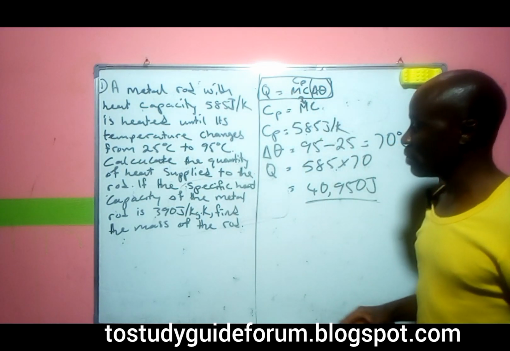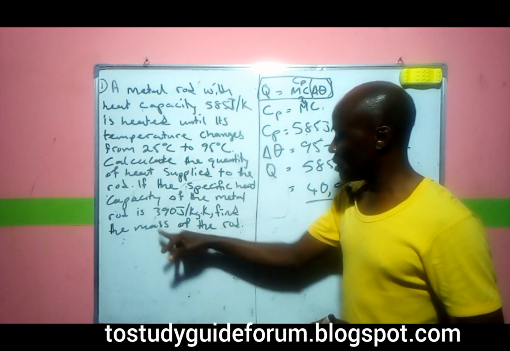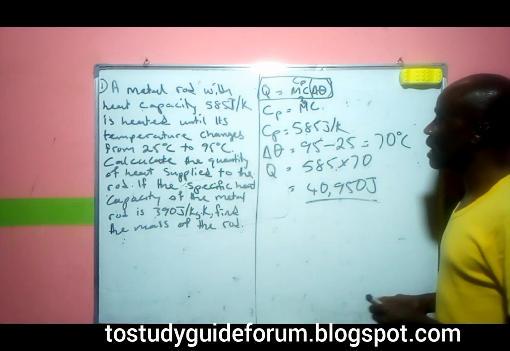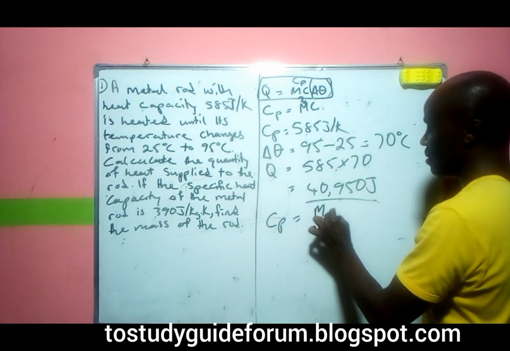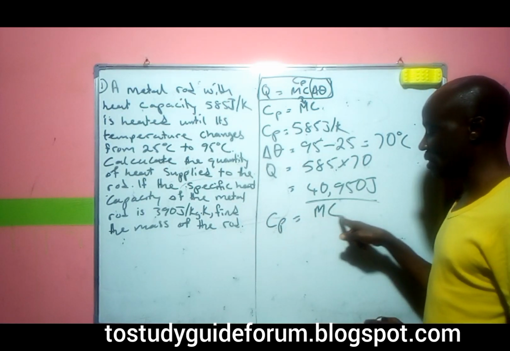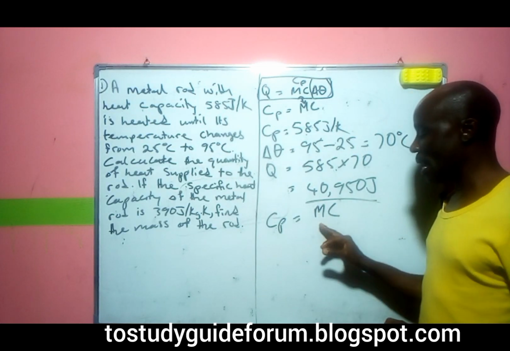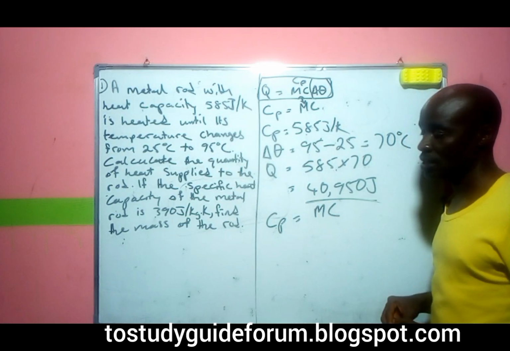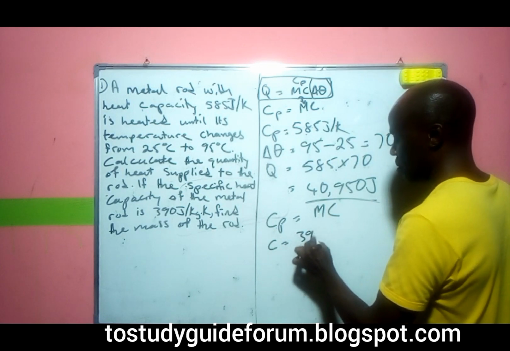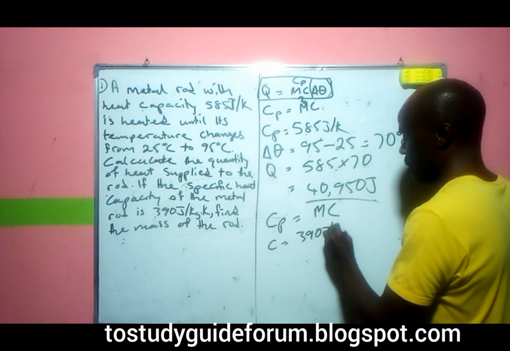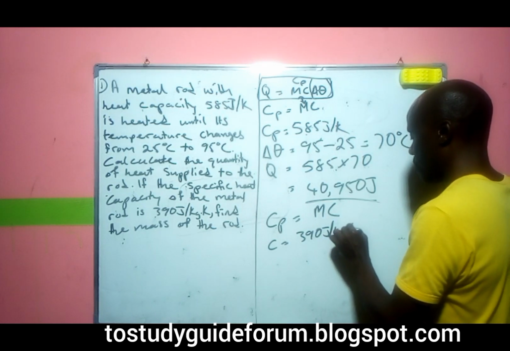So the next one we're doing here: calculate, find the mass. Looking at this, we know that heat capacity is equal to mass times specific heat capacity. Now we have our specific heat capacity as what? Our c is 390 joule per kilogram per Kelvin.